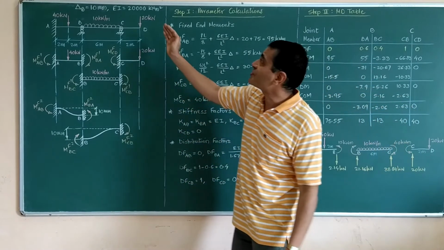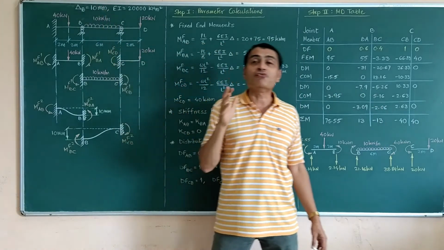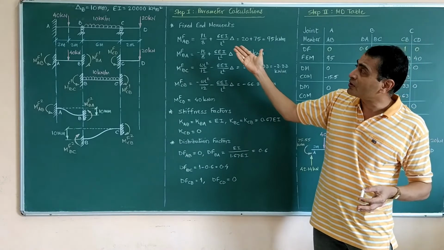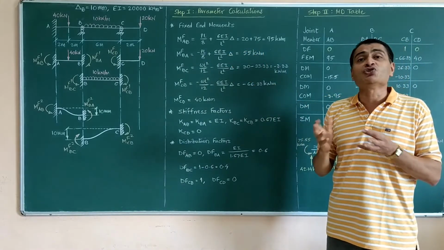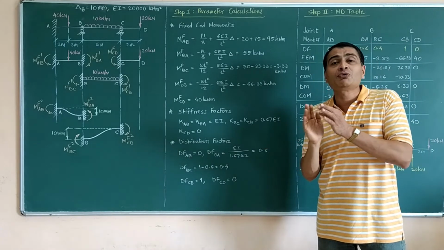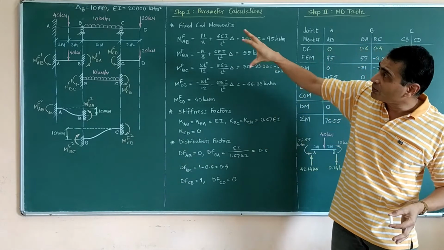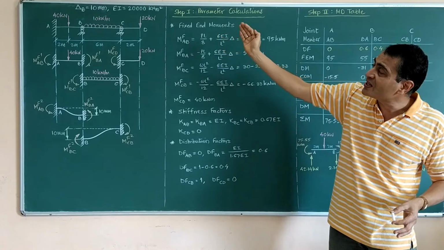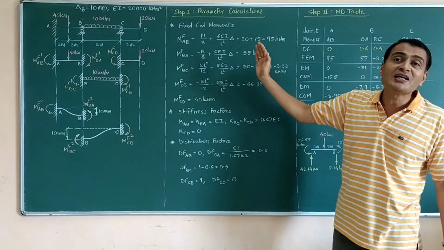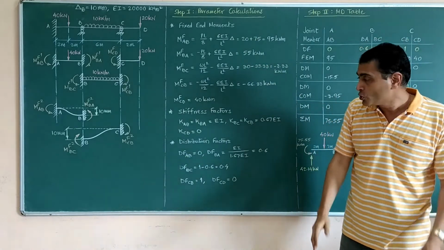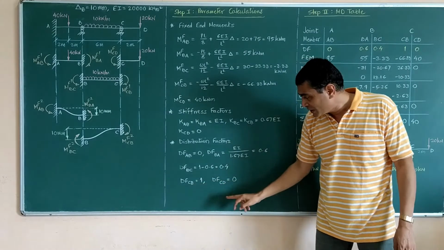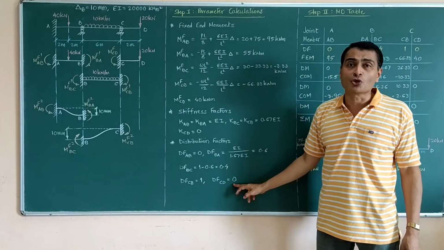Distribution factor for CB is going to be 1 because we have already observed that the stiffness for CD is 0. So no movement will be resisted by CD, no movement will be absorbed by CD. Whatever movement I apply at joint C, it will be entirely absorbed by member CB. CD distribution factor is 0. So that is why we are writing distribution factor CB is 1, and distribution factor CD is 0.